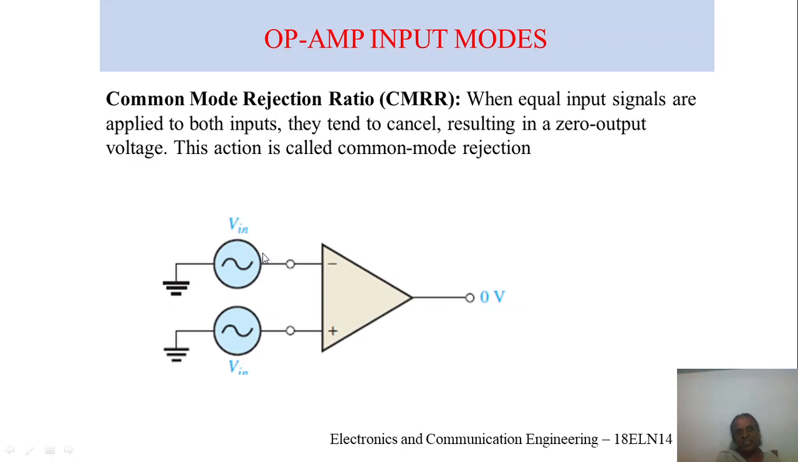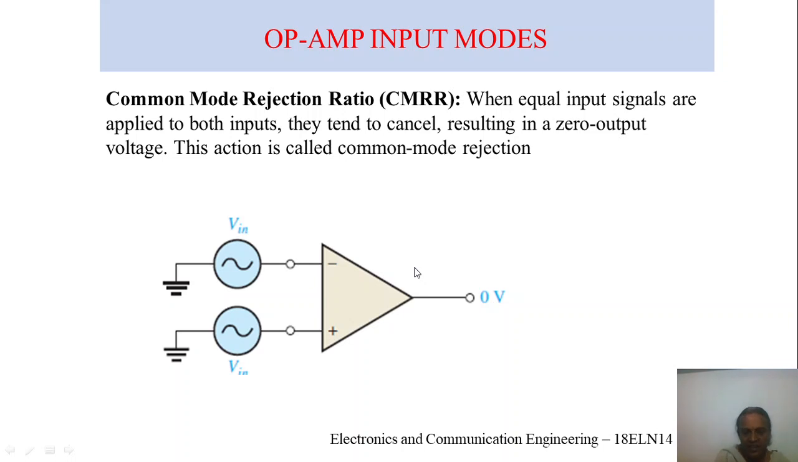Okay, next, coming to the common mode, here two signal voltages of the same phase, frequency and amplitude are applied to the two inputs, as we have seen here. Remember, when equal input signals are applied to both the inputs, they tend to cancel each other, resulting in zero output voltage. This action is called common mode rejection.